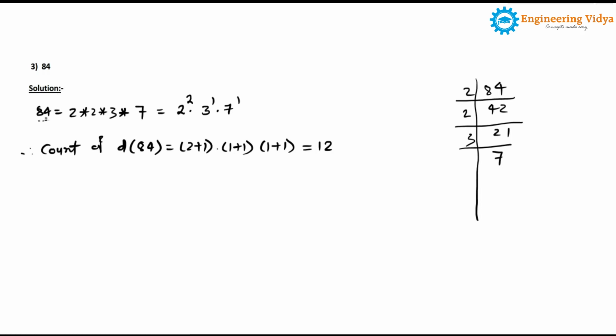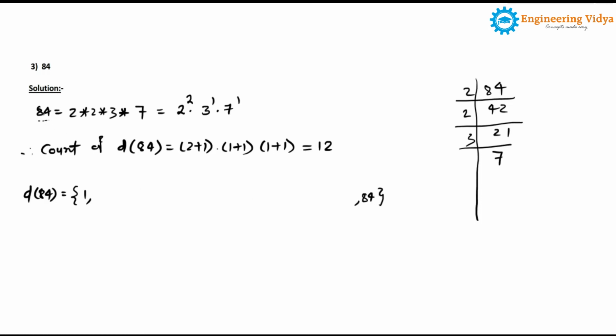Here 84 will be divided by a total of 12 different numbers, right? And what are those numbers that we need to find now? So here we're going to list them down. So the divisors of 84 can be written as, since we know the total count is 12, right? We know about the count, okay? So every number will be divisible by 1 as well as itself, so here I'll write 84 also.